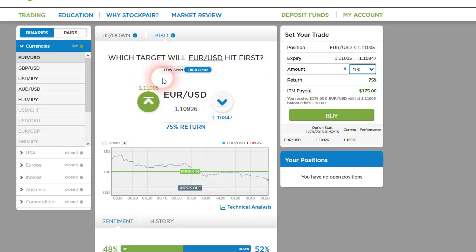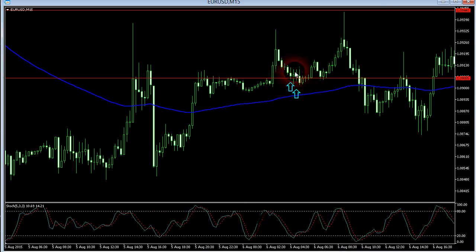Let's take a look here again. So I chose the high span and up and clicked buy. So that was my first trade. And the second trade, I realized when price came back down even more, I entered a second trade just to be on the safe side. And again in the same direction, going up.